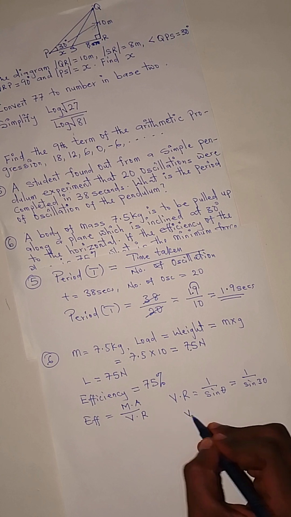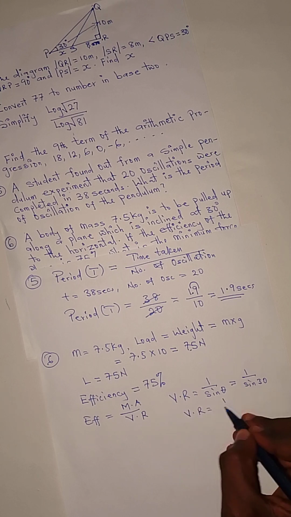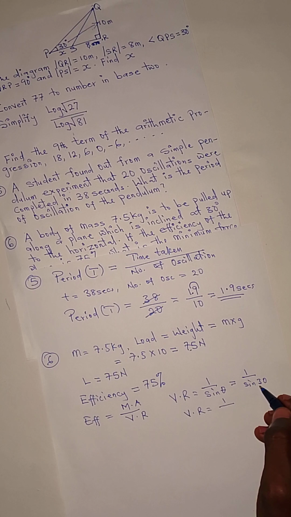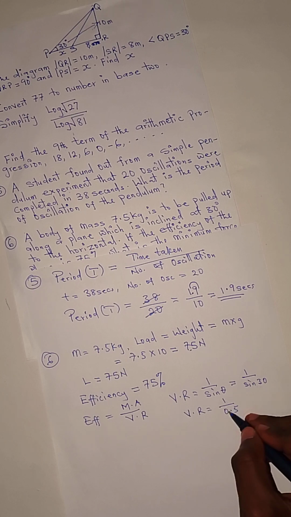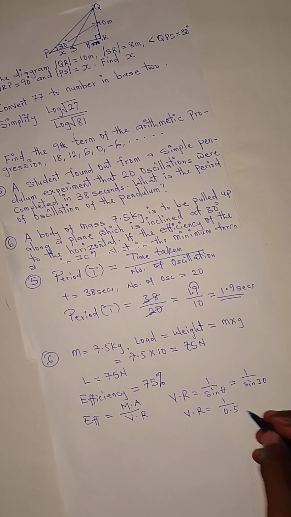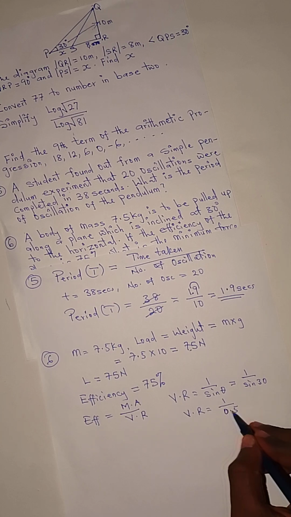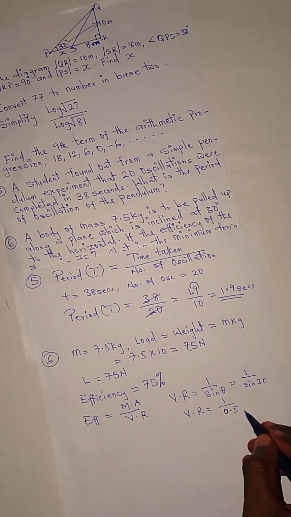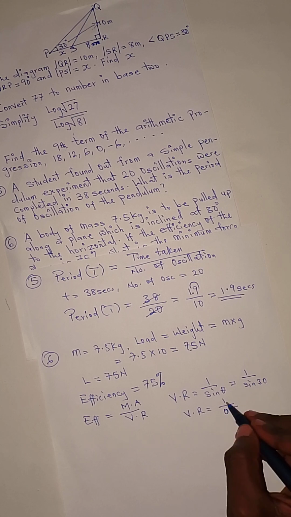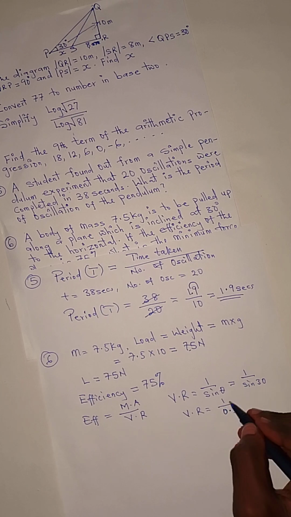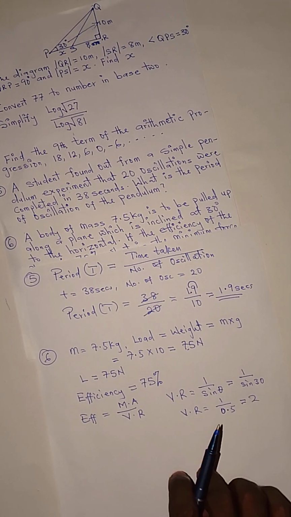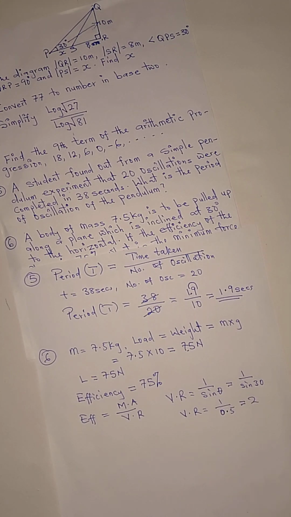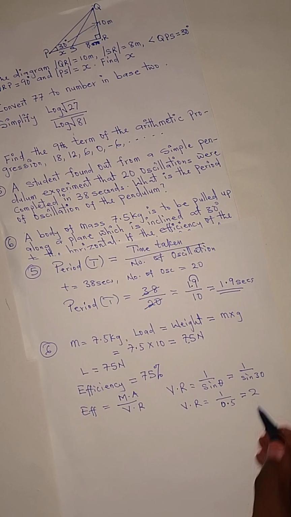So that will give us velocity ratio is equal to 1 all over sine 30, which is 1 over 2, or you can say 0.5. Now 1 divided by 0.5. To make this 0.5 a fraction, we can multiply it by 10 since it has 1 decimal place. As you multiply it by 10, you also multiply this 1 by 10. So that will give us 10 all over 5, which is equal to 2. So the velocity ratio is equal to 2.